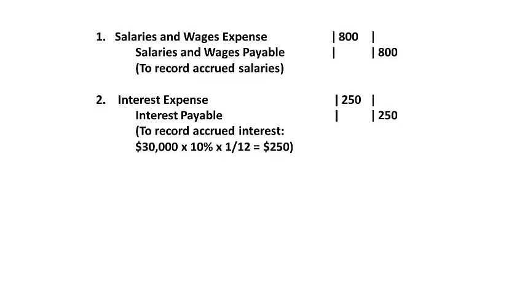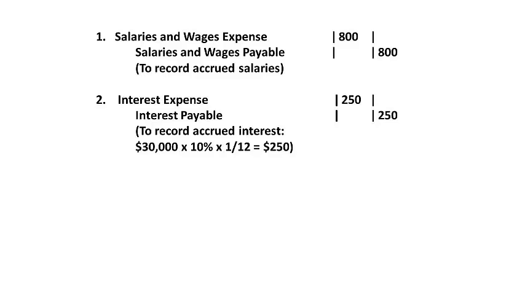So if we divide this $3,000 by 12, the number of months in a year, we get an interest expense of $250 per month. And that's the amount of expense they've incurred so far.